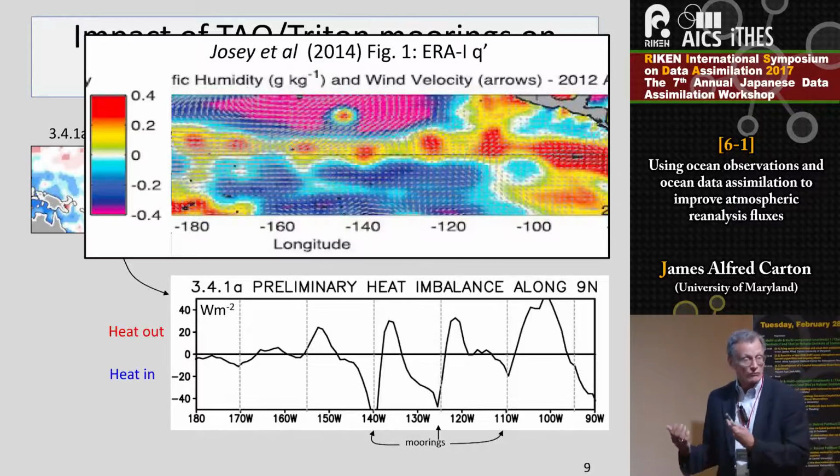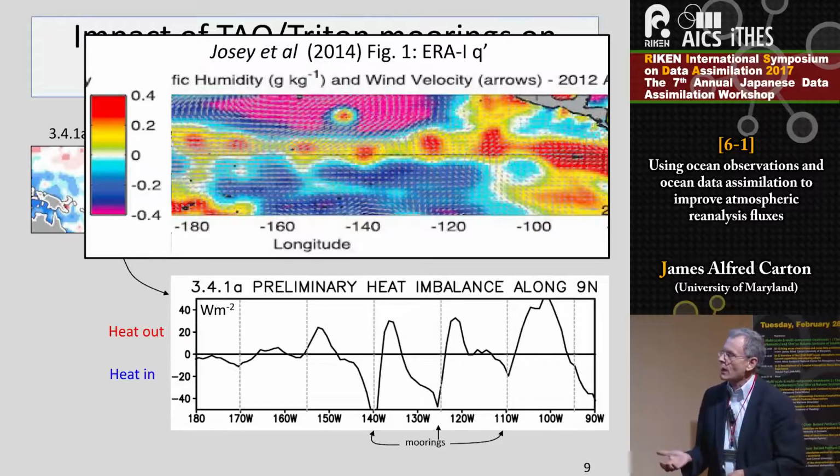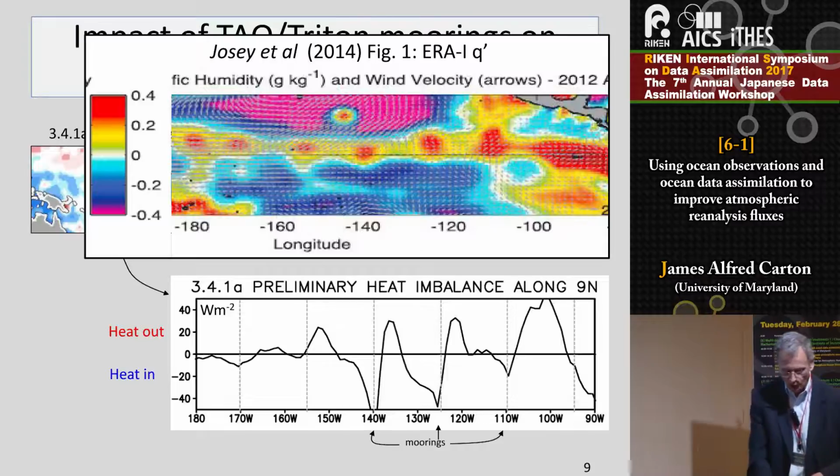And so what we've found basically is evidence of this problem, not looking in the atmosphere at all, but simply looking at what the atmosphere is doing to the ocean. So this is just one example of how we can infer something about what's going on in the atmospheric reanalyses by taking a closer look at the ocean.